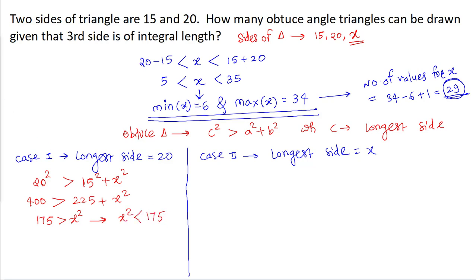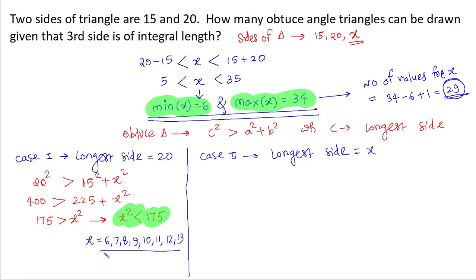Okay, which values can x take? Look at the possible values of x. The minimum value is 6 and the maximum value is 34. Over here the condition is that x square should be less than 175. So let's list all the possible values x can take. The value of x can be 6, 7, 8, 9, 10, 11, 12, 13. It cannot be 14. So how many different values can x take here? Let's count: 3 and 3, 6, and 7 and 8. So a total of 8 values x can take in this situation.